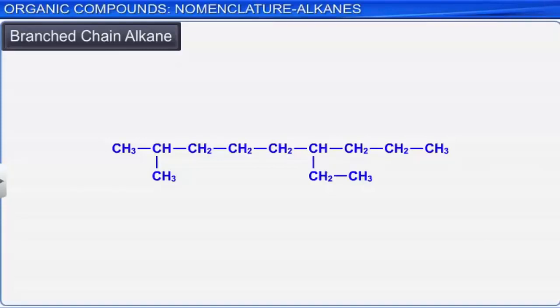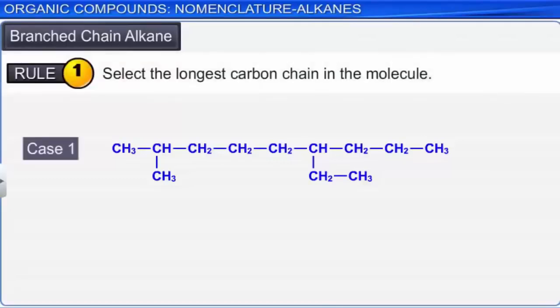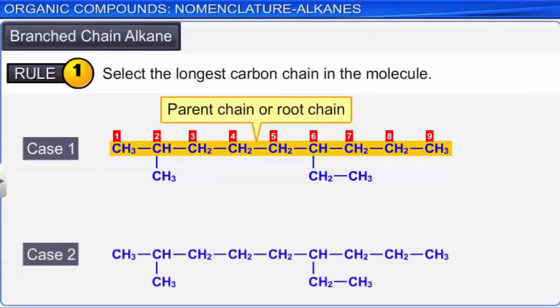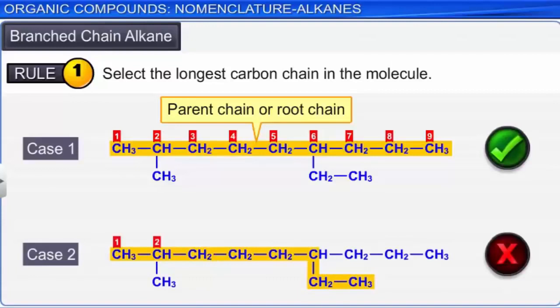Now let us look at the IUPAC rules to name the branched chain alkanes. Rule 1. Select the longest carbon chain in the molecule. In this compound, the longest chain consists of 9 carbon atoms. Hence, it is also called as parent chain or root chain. Selecting the longest chain as in second case is not correct because the parent chain consists of only 8 carbon atoms.